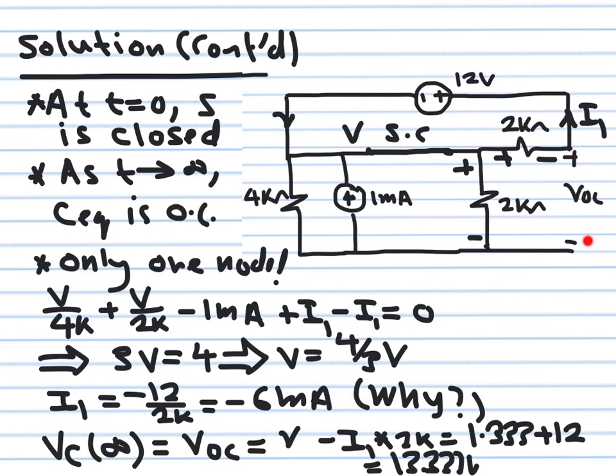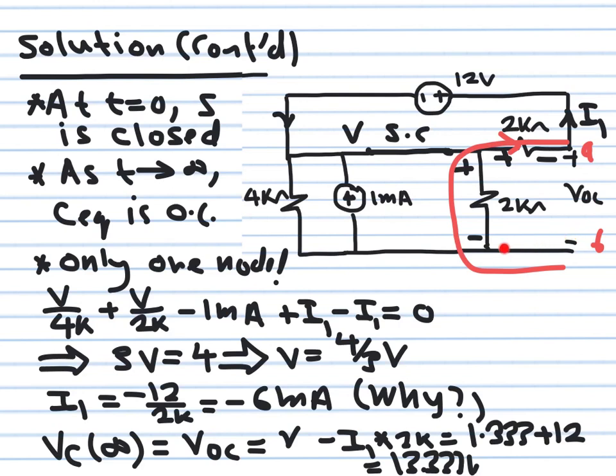Then V open circuit, which is the capacitor voltage at infinity, will be equal to the voltage we calculated earlier, which is 4 over 3 volts, if you remember how we do this. If this is point A and this is point B, and you want to calculate VAB, you draw a path that goes from B to A. Okay, so this is what we are doing here.